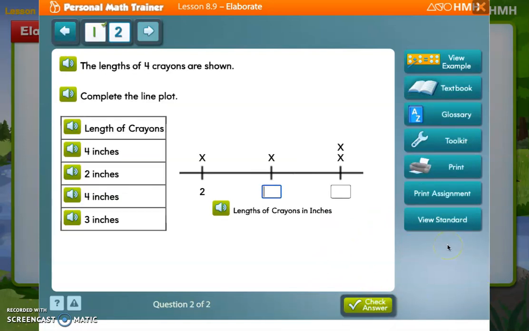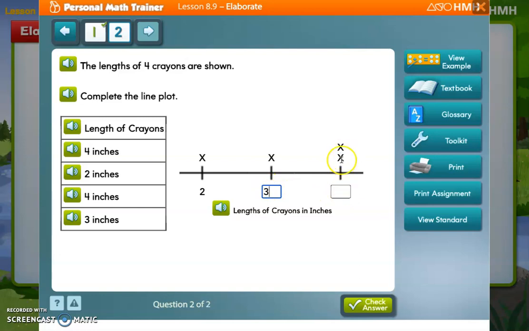All right, and then the same thing for this one. So the lengths of 4 crayons are shown. Complete the line plot. So these are the lengths of crayons. We have a 4-inch, 2-inch, another 4-inch, and 3 inches. So they gave us the 2-inch one right there. So there's only 1 crayon that measured to be 2 inches. Then we go to our next one, and this one, there's also only 1 pencil. So I see that there's 1 2-inch pencil, and there's only 1 3-inch pencil. So therefore, this line must be 3.